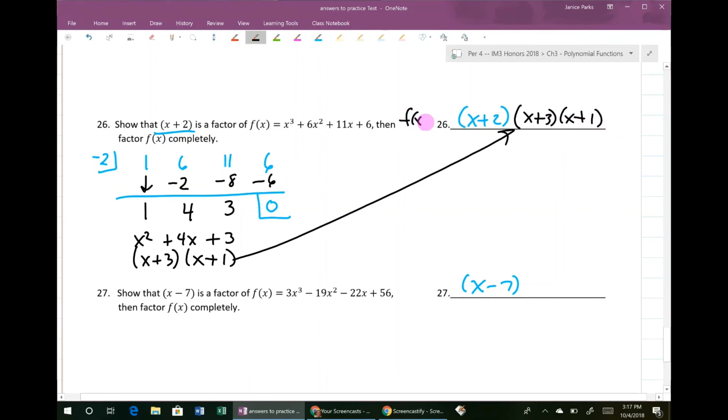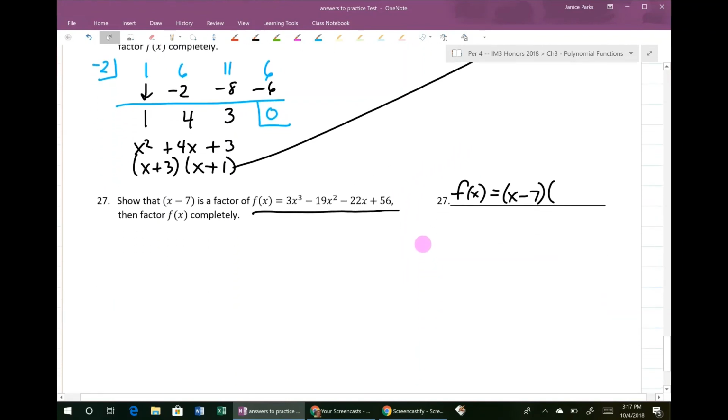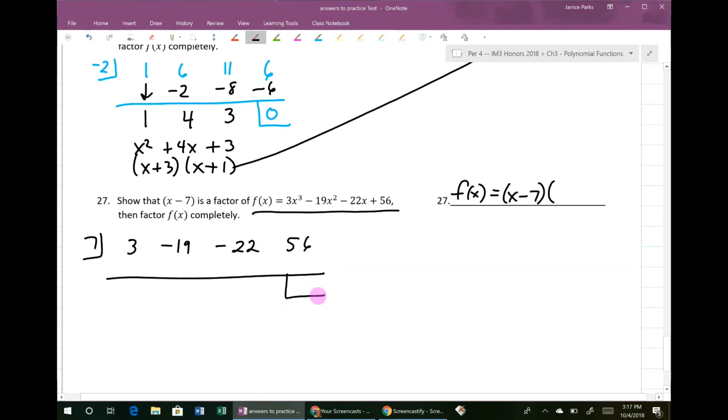And we should add f of x in front of this is equal to this. I'm going to go ahead and erase this one and put f of x is equal to x minus 7 and then times whatever else I get after I do this factoring. So I'm going to use 7, 3, negative 19, negative 22, and 56. Look for placeholders if you need them.